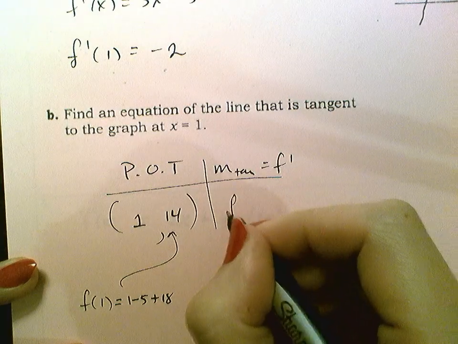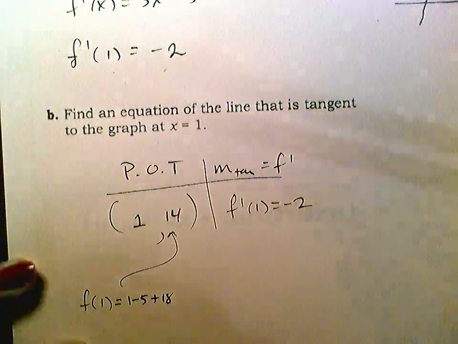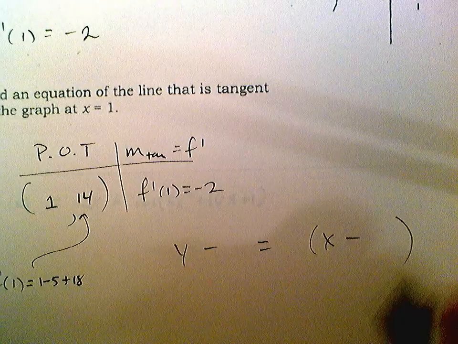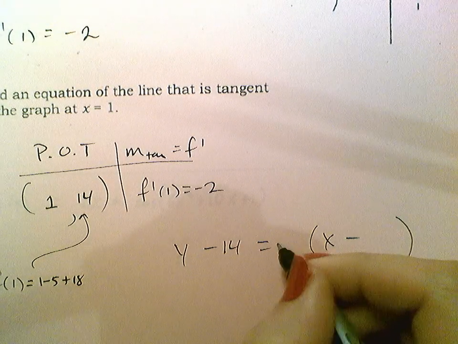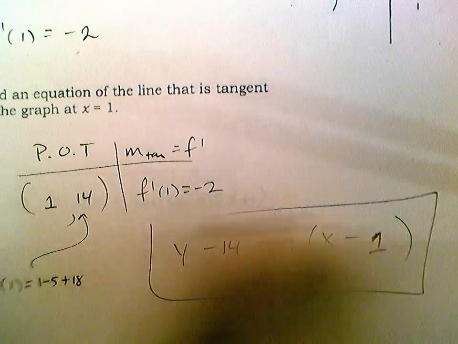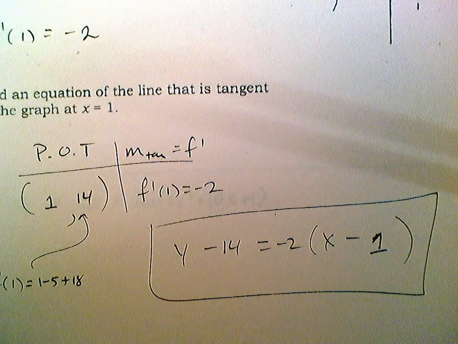Now the slope of the tangent line, we've already got that. It's negative 2. And then you just go y minus blank equals blank times x minus blank. So y minus 14 equals negative 2 times x minus 1, and you are done. You don't have to solve for y.